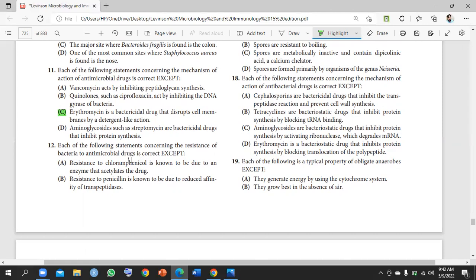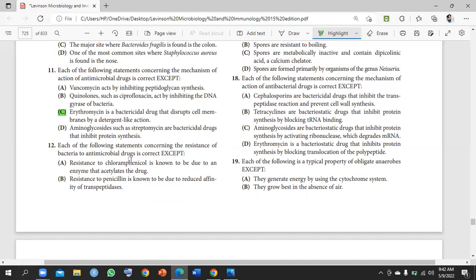So resistance to chloramphenicol is known to be due to an enzyme that acetylates the drug. Yes, chloramphenicol is a special type of antibiotic and bacteria can show resistance to it. Scientists have found that chloramphenicol is modified by the bacteria, and they just acetylate the drug. So then the drug can no longer function correctly. Okay, so that's why this is correct.